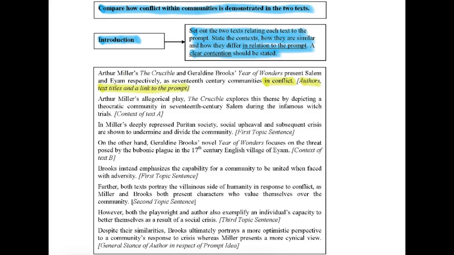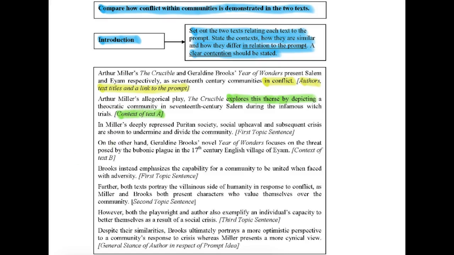Okay, then we come to the second sentence in the introduction. If we read it through, Arthur Miller's allegorical play The Crucible explores this theme by depicting a theocratic community in 17th century Salem during the infamous witch trials. I think possibly a key phrase here is "explores this theme by depicting." That's to give the context of the first text.